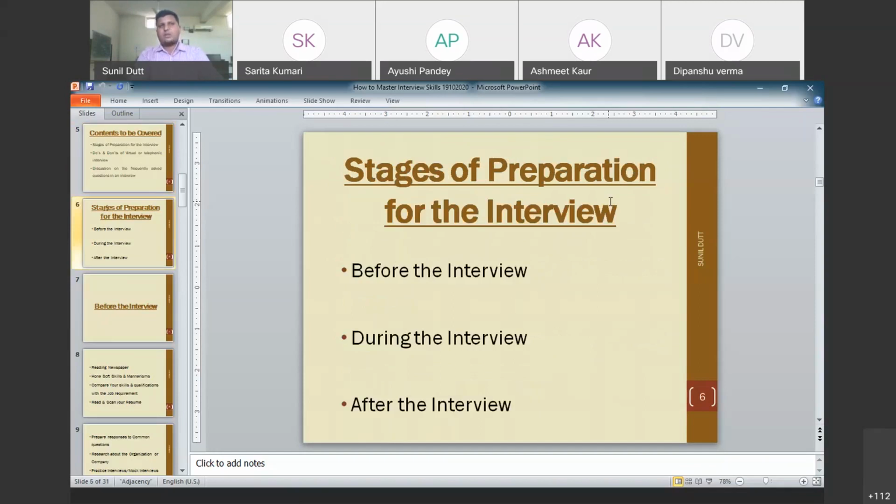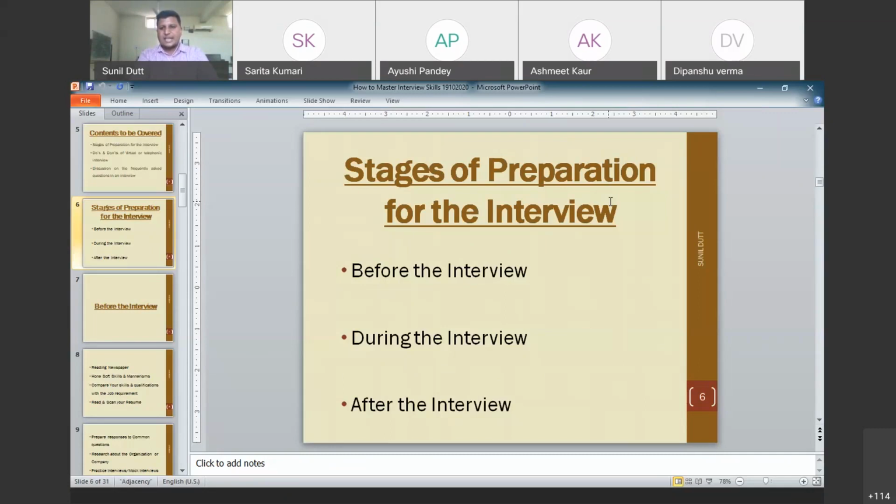So if I talk about the stages of preparation for interview, let me brief you all. Interview is not a 1 hour, 20 minutes, or one day's job. It is a perpetual process for which you literally need to start many days ago. I must say it's a lifelong process. So we can segregate this into three fractions.